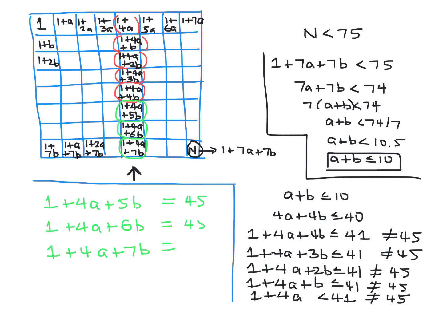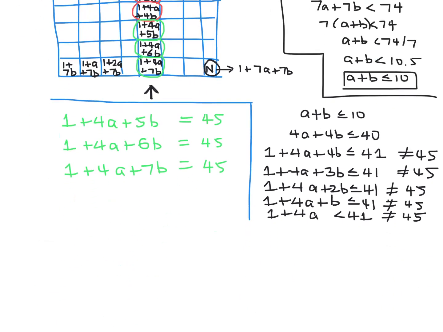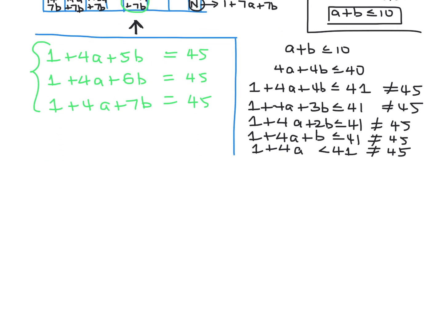But we have to figure out how many different cases, because that's what the question's asking, right? How many such grids? So essentially what that means is how many ordered pairs (a, b) do we get for these three equations where a and b are both positive integers? Well, I don't know. So let's take it one step at a time and let's figure it out.